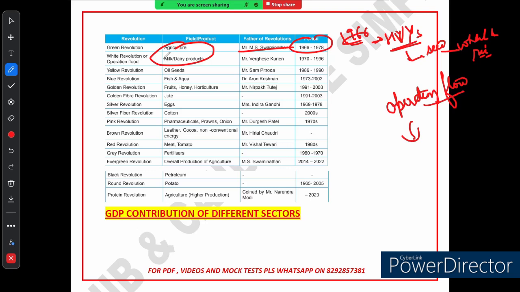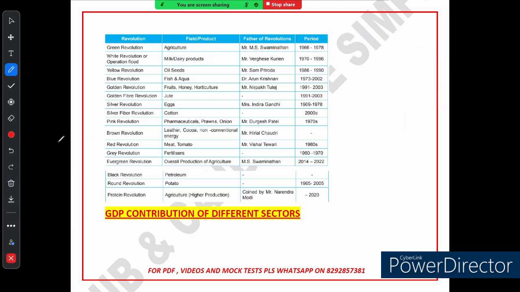So the white revolution we have talked about is all about milk production. The next is the blue revolution. Let me go to the blue revolution in detail. See, the blue revolution was aimed at enhancing fish production, right? And the father is known as Arun Krishnan. By promoting better practices in fish farming, India saw a significant increase in its fish production.